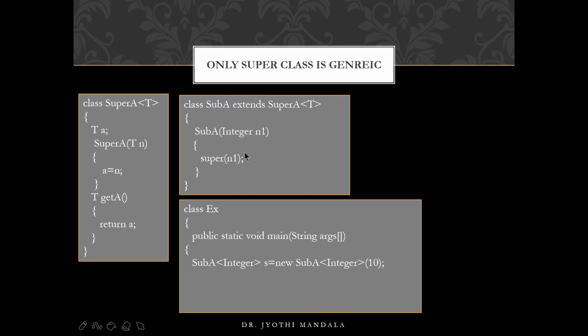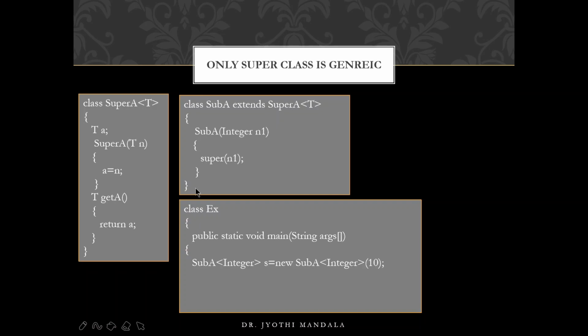Okay, and I need to pass only integer. Why do I need to pass only integer? Because sub A is not a generic class. Even if you remove this integer also, it will work perfectly, right? You can create one integer variable, and that can be passed as an argument, or else you can write like this.